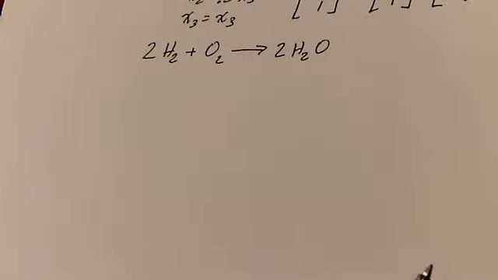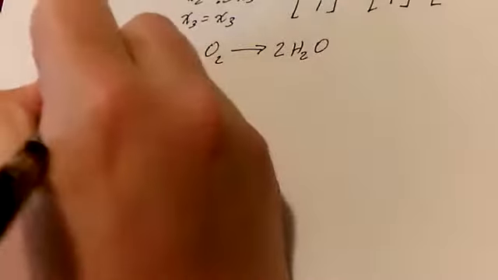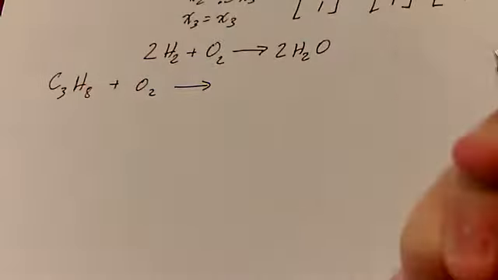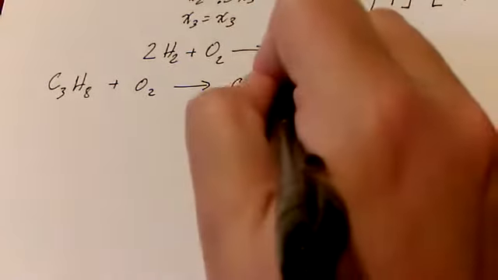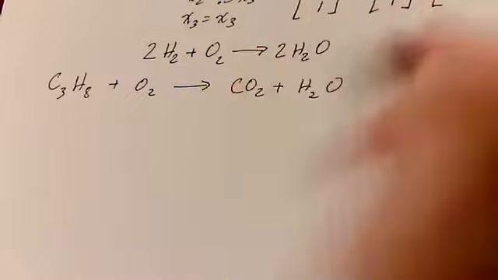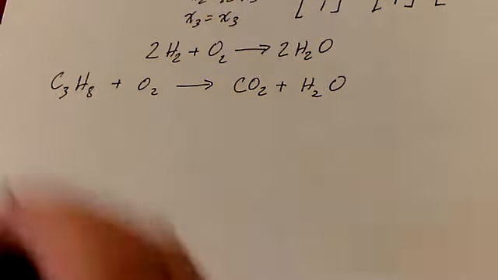Okay, so let's look at another molecule here. I've got C3H8. We're going to add that to oxygen, O2, and that's going to yield CO2, carbon dioxide, and water, H2O. So now I have 3 different types of atoms. I have carbon, hydrogen, and oxygen.